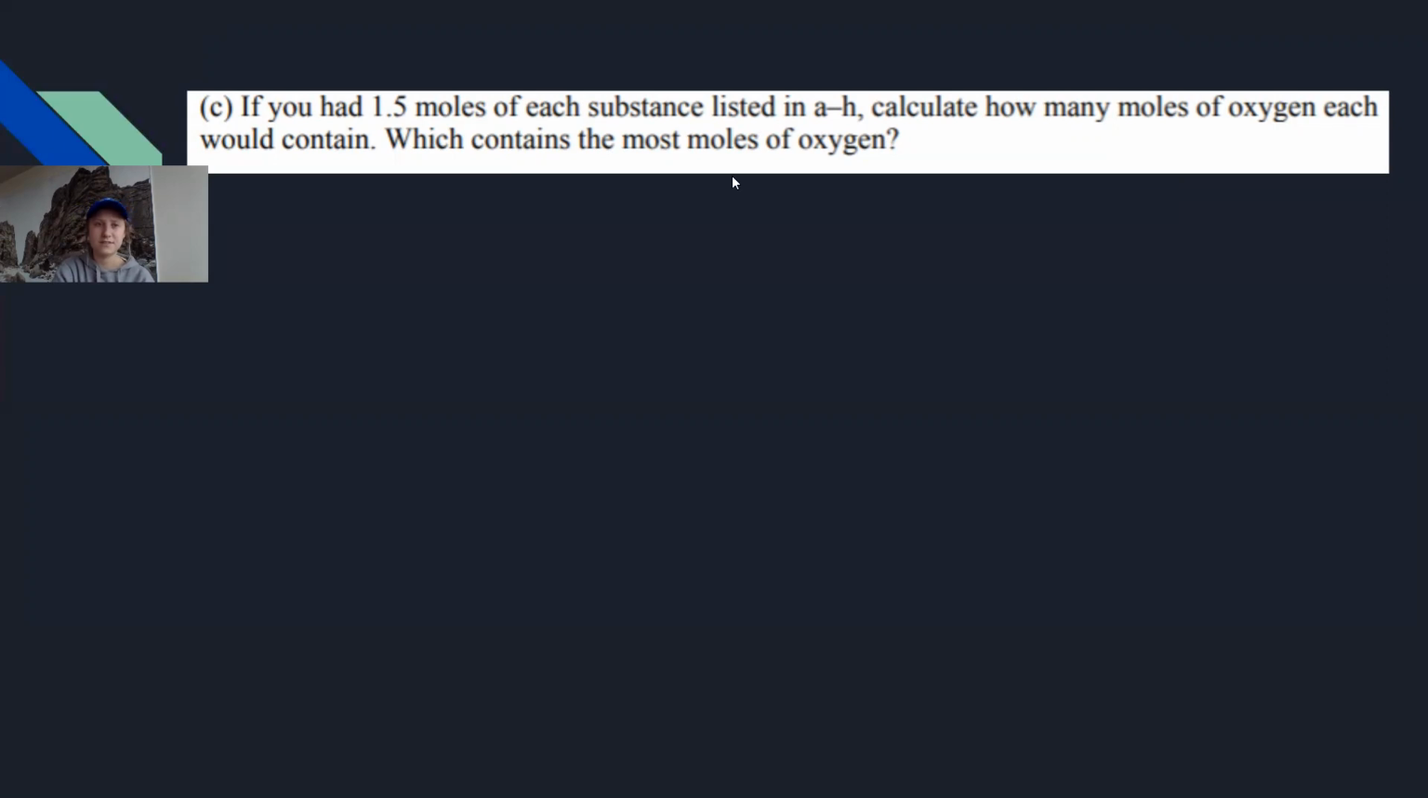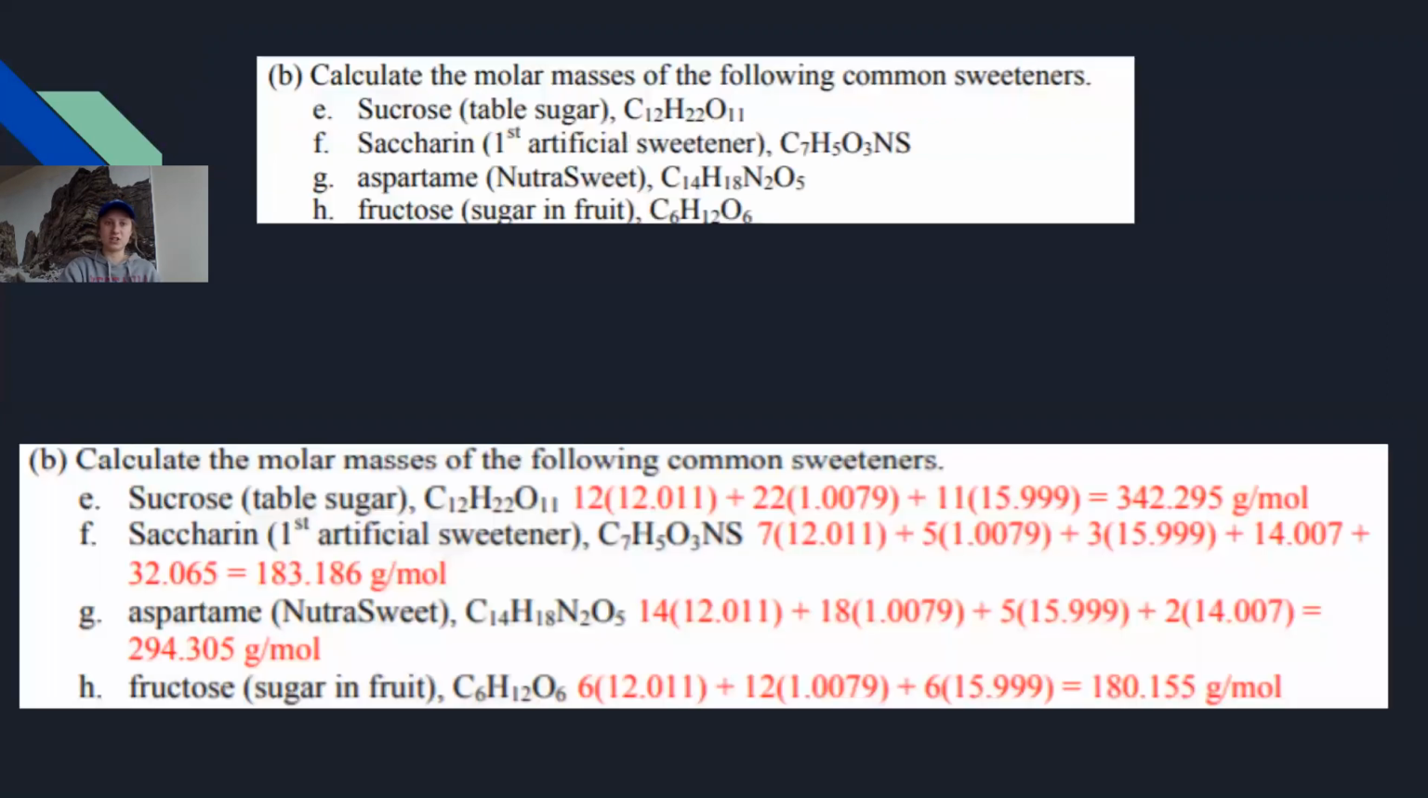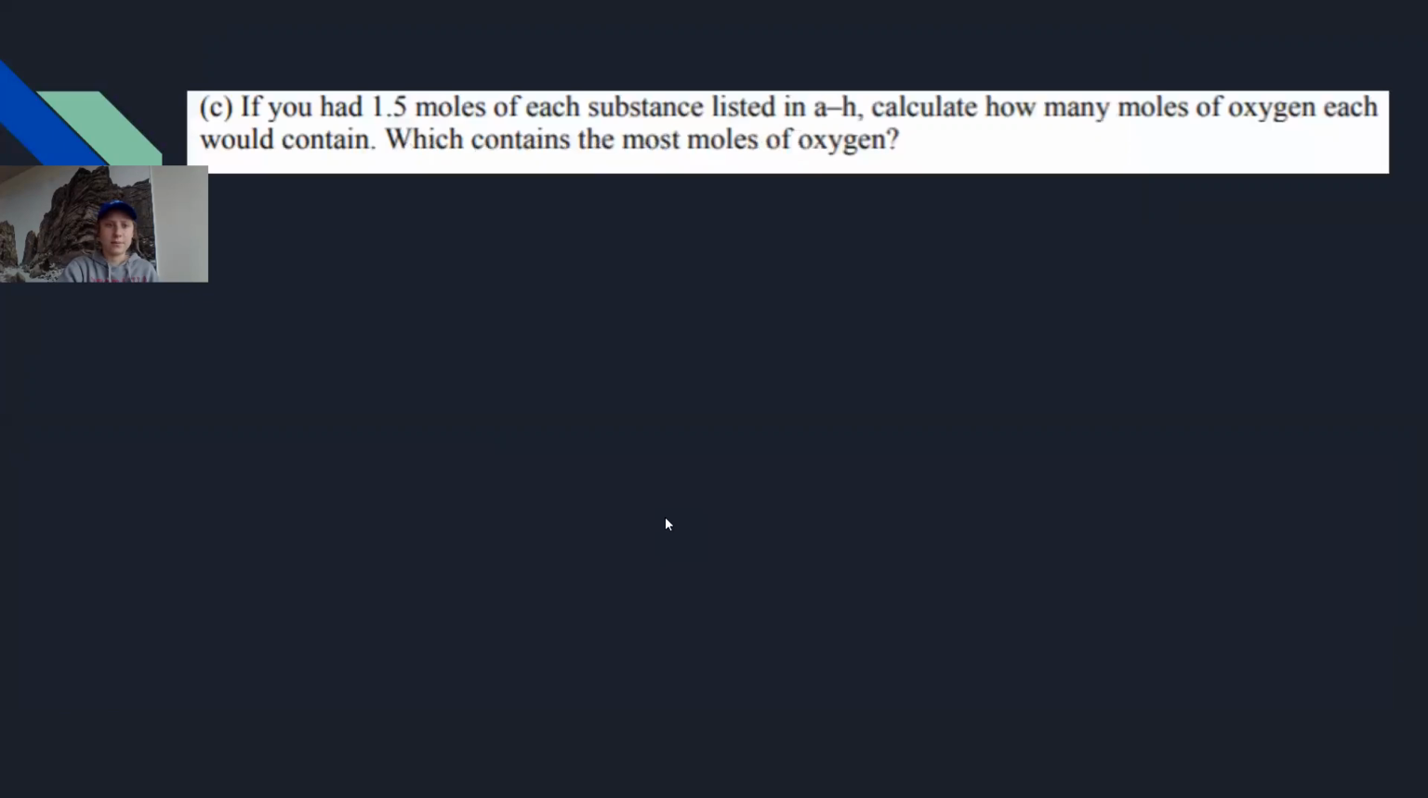Now this is a little different. If you have 1.5 moles of each substance, being able to figure out the number of oxygen. So we have the same moles of all of them, so really you just need to look at the moles of oxygen for each compound. So there's 11 here, 5 here, 6 here, 11. I don't know if we're supposed to look at, let's say, B or C and A through H.